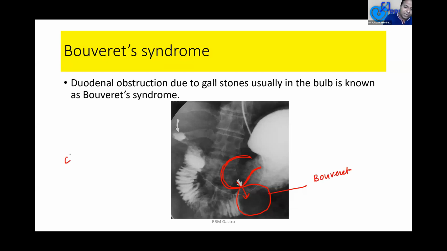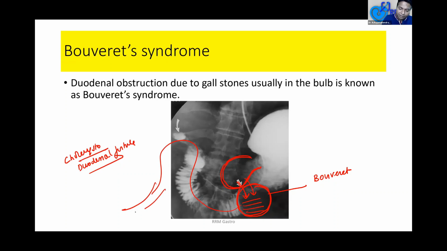So this is due to a cholecystoduodenal fistula. It is not entering through the bile duct. It is from the gallbladder to the duodenum. This cholecystoduodenal fistula has formed a fistula here, and the stone has come into the duodenum and causes obstruction. But mostly it will not cause obstruction in the duodenum. It will come out and it will cause obstruction in the bowel, in the terminal ileum. That is known as gallstone ileus.